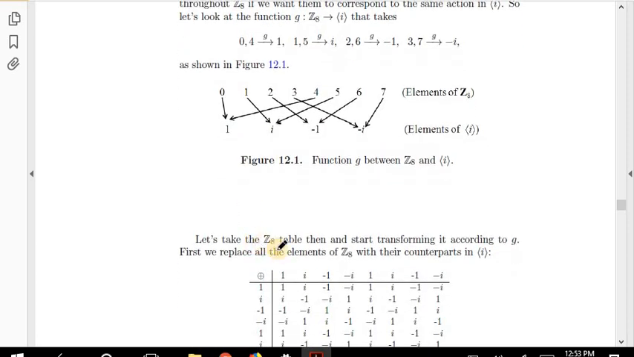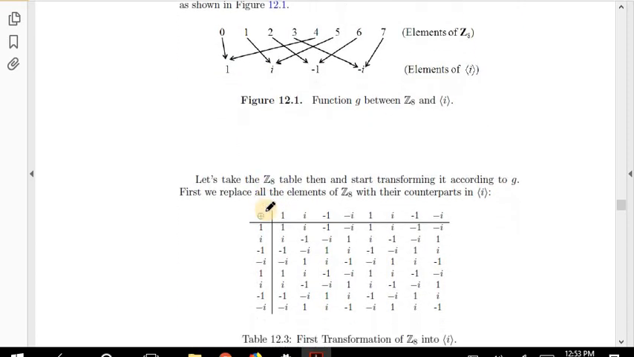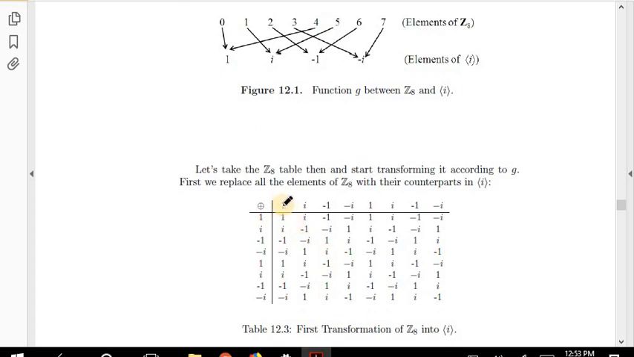So let's take the Z8 table and start transforming. All right, so you get this table. We've replaced the elements of the Z8 table with the elements of the cyclic group generated by i that they go to. For instance, this was 0, 1, 2, 3, 4, 5, 6, 7. 0 goes to 1, so I replace the 0 with 1. 1 goes to i, so I replace the 1 with i. 2 goes to -1, so I replace the 2 with -1, etc. And if you replace all the elements in the table, this is what you get.